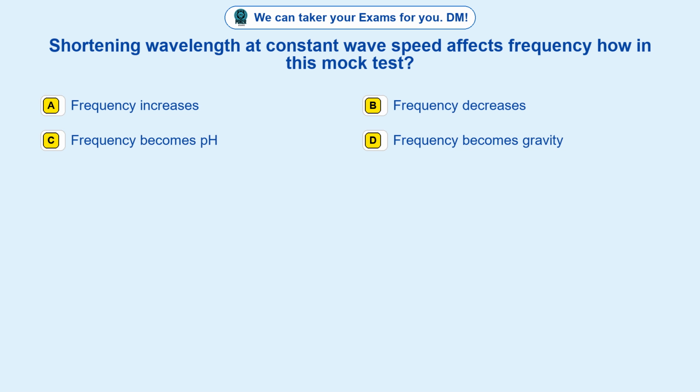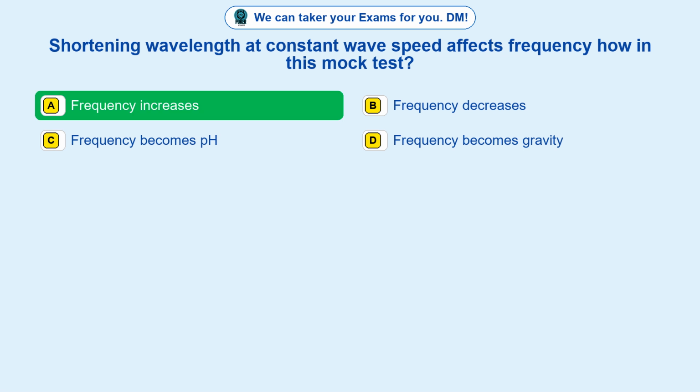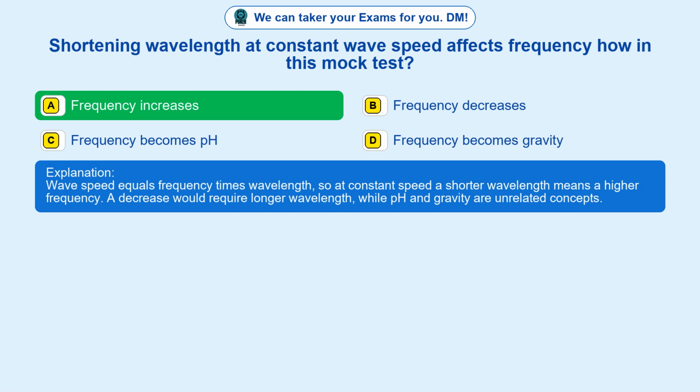Question 68. Shortening wavelength at constant wave speed affects frequency how in this mock test? Option A, frequency increases. Option B, frequency decreases. Option C, frequency becomes pH. Option D, frequency becomes gravity. The correct answer is option A. Frequency increases. Wave speed equals frequency times wavelength, so at constant speed a shorter wavelength means a higher frequency. A decrease would require longer wavelength, while pH and gravity are unrelated concepts.